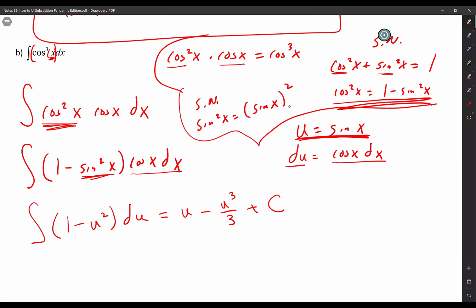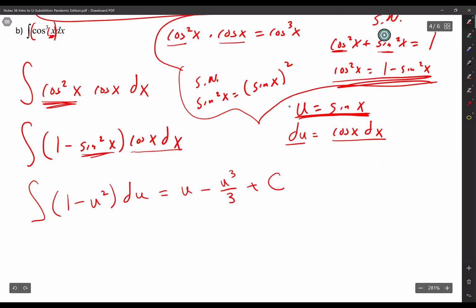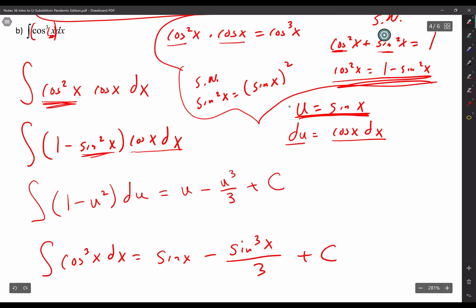Now, I don't want it in terms of u, I want it in terms of x, so I usually like to rewrite it. The integral of cosine cubed of x dx is equal to, and now I'm going to write it in terms of x. u was sine x, so I'm going to write sine x minus sine cubed x over 3 plus c.